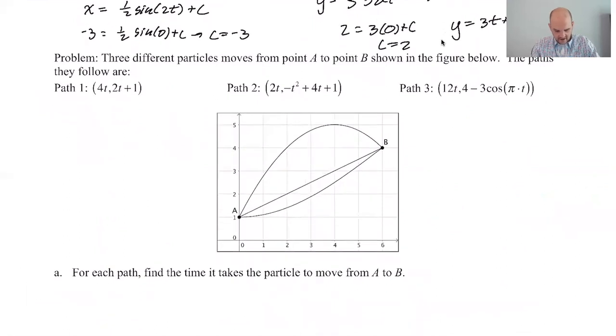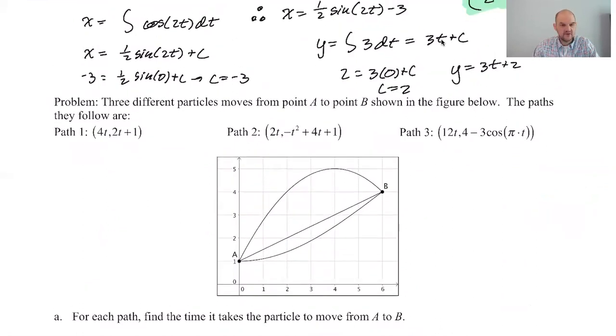All right. 3 different particles move from point A to point B, shown in the figure below. The paths they follow are given. So we've got 4t, 2t plus 1. That's a straight line. It's got to be this one. That's path 1. Let's do a highlighting thing. It's got to be this for sure. And then the next one is 2t, and then a quadratic that opens down, so that's got to be this.